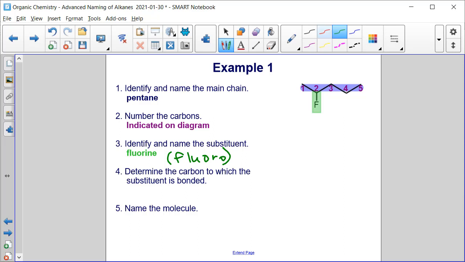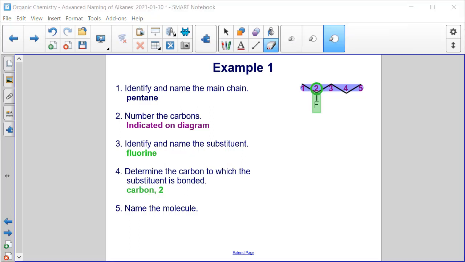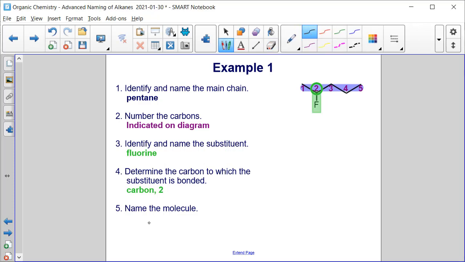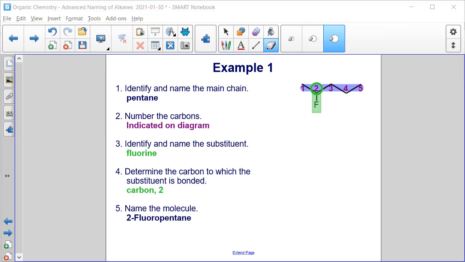What carbon is that substituent bonded to? Well, we can easily identify here it's bonded to carbon 2. So it's bonded to carbon 2, and once we know that, we can just write the name. 2-fluoropentane. Right, the fluorine becomes fluoro in our name, and so we have 2-fluoropentane. All right, so here's a summary of each of the parts that we needed to determine in order to name the molecule 2-fluoropentane.